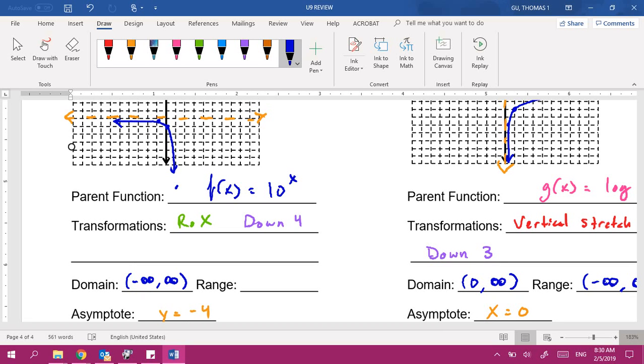What is the range, though? Negative infinity to negative 4. Very good. Why did I put a parentheses around negative 4? Because it doesn't actually touch negative 4. That's the asymptote. And that's going to end number 25, I think this was.